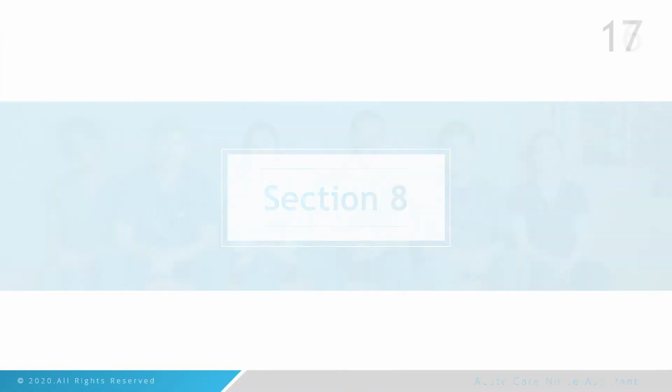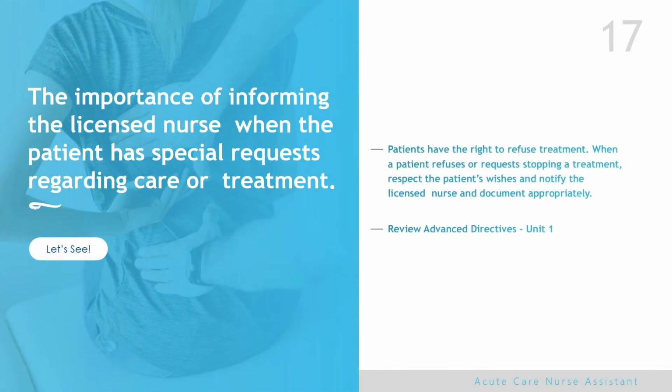Section 8. The importance of informing the licensed nurse when the patient has special requests regarding care or treatment. Patients have the right to refuse treatment. When a patient refuses a request or stops a treatment, respect the patient's wishes and notify the licensed nurse and document appropriately. Review Advanced Directives, Unit 1.